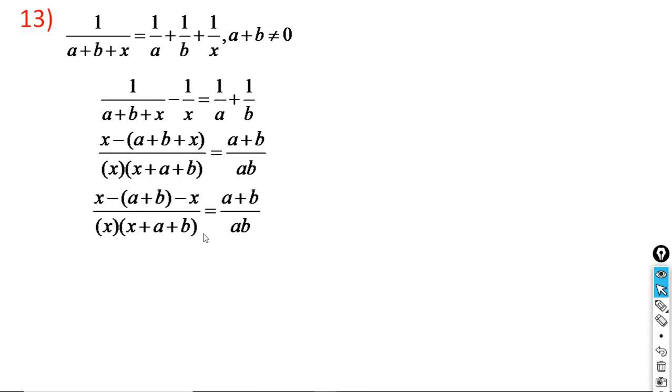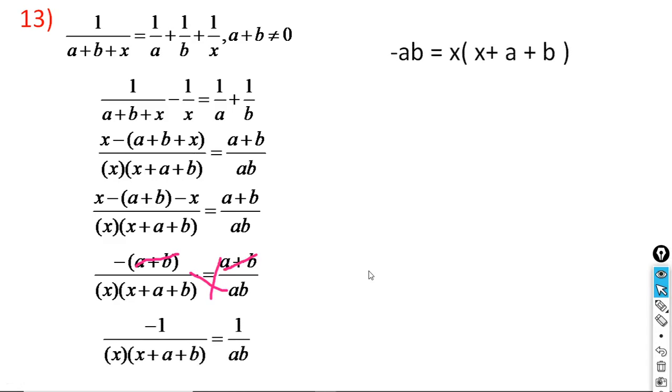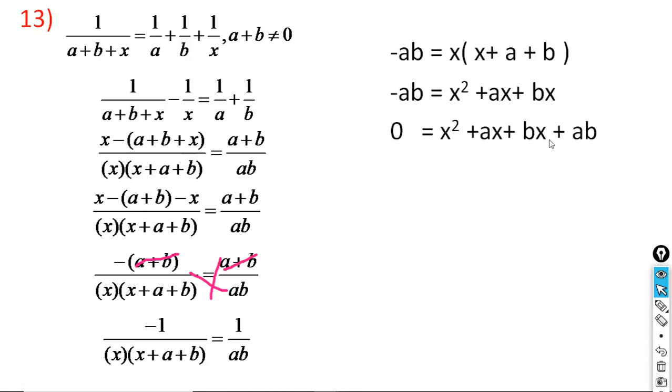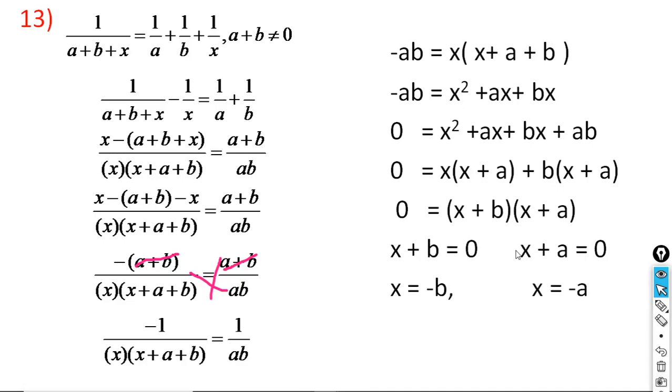This x cancelled here. Then we are left with -(a + b), and a + b will be cancelled from each of the sides, and in the next step we'll follow cross multiplication. After cross multiplication, we get ab into -1, -ab equals x square plus ax plus bx. Now ab will be shifted to the right hand side. From the first two terms taking x common, we get x + a. From the last two terms b is common, we have x + a. And finally we get the value of x as -a and -b.